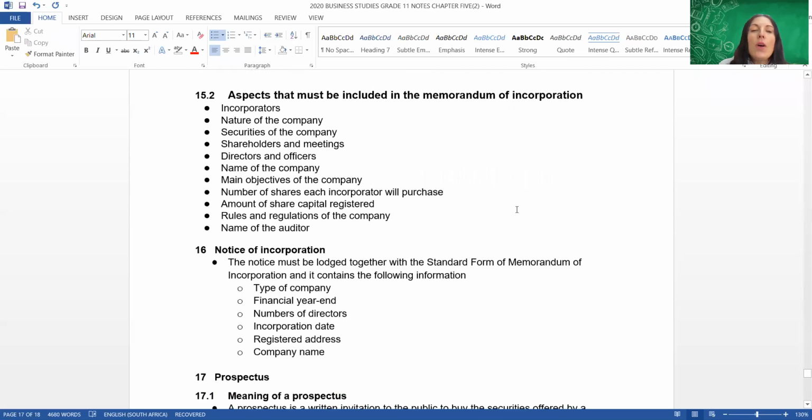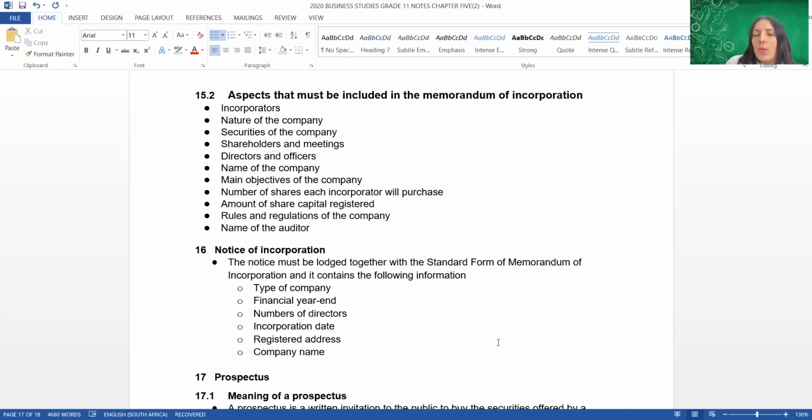All right, so now the Notice of Incorporation. This is another document that must be compiled and completed as part of the registration process. This notice must be lodged together with the standard form of Memorandum of Incorporation. So all of this together with the Notice of Incorporation must be lodged with the CIPC, and it contains the following. So you can see there's quite a bit of paperwork included in this.